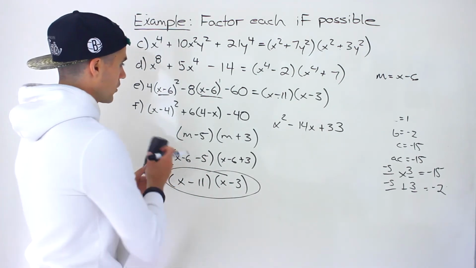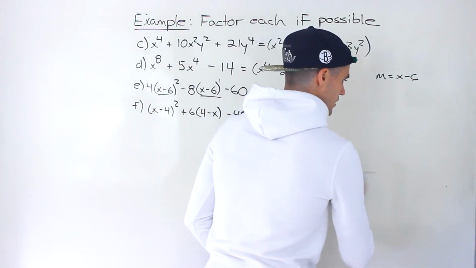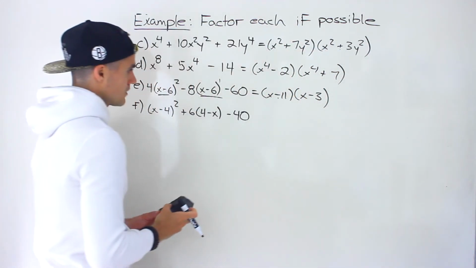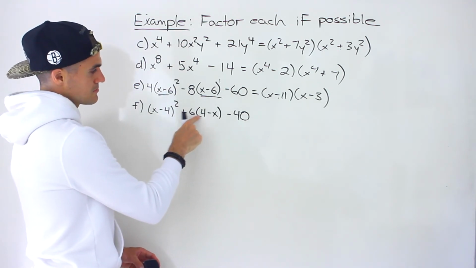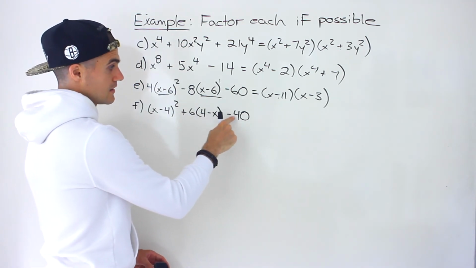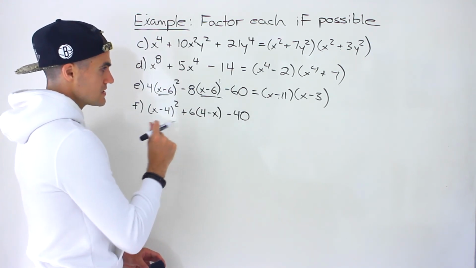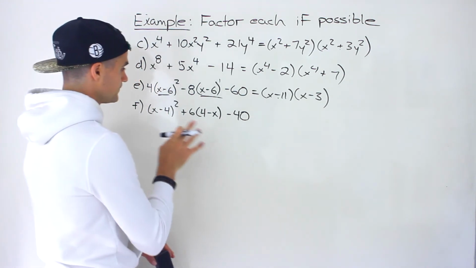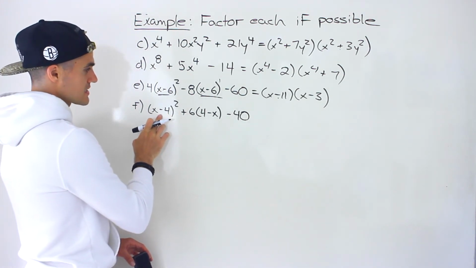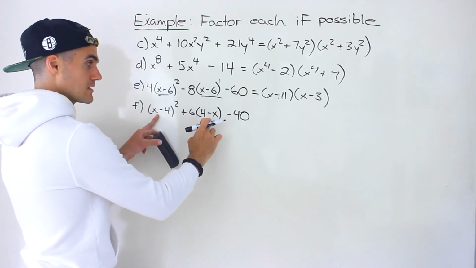And then finally, part F. This is a very similar one, but there's actually going to be just a very subtle step at the beginning. We got (x minus 4) squared plus 6 bracket (4 minus x) minus 40 over here. So notice that very close, we can almost plug in a variable for this x minus 4 and 4 minus x, but they're not the same. But we can make them the same.